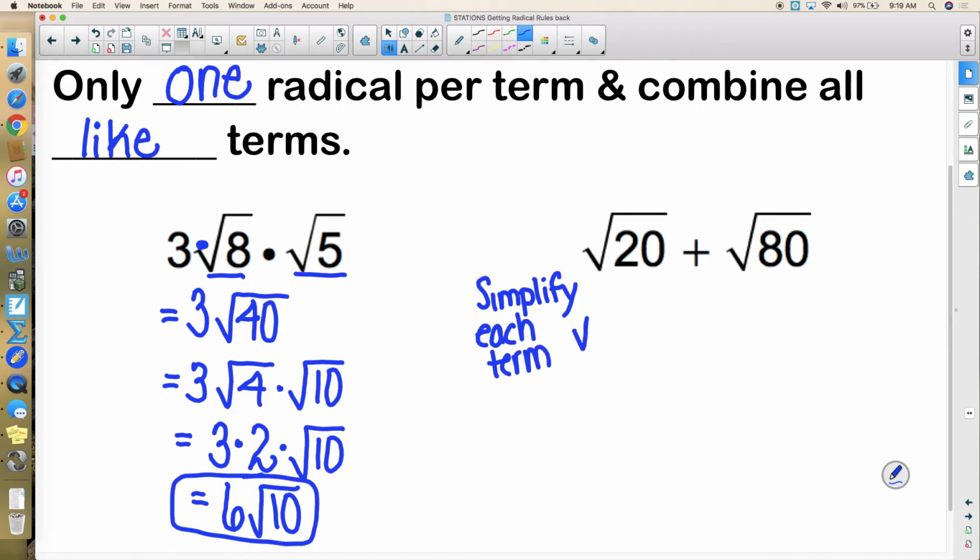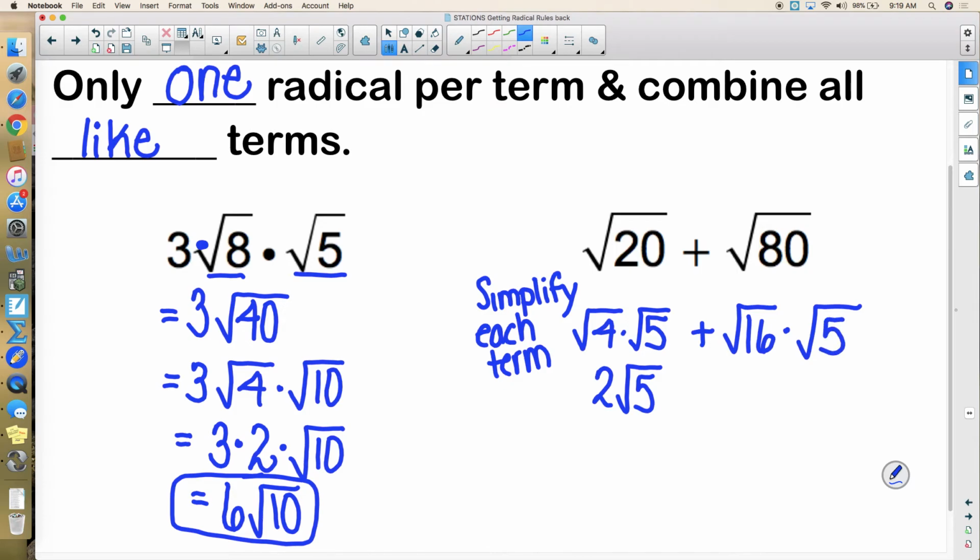So square root of 20, the biggest possible perfect square factor is 4. So I will have 2 square roots of 5 after simplifying the square root of 20. Square root of 80, I need to check my perfect square factor list, is 16 times 5 for my 2 radicals by taking out the largest possible perfect square. If you take out something smaller, you'll have to simplify that expression more.